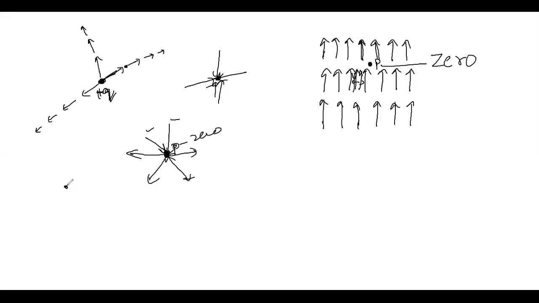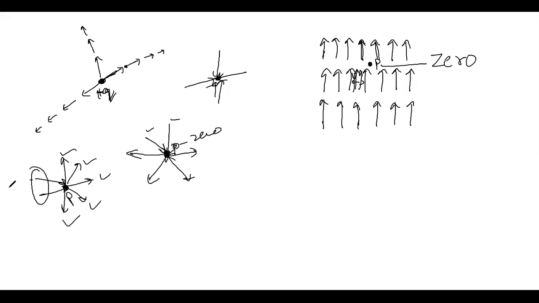But you can also have a point where you have a larger number of lines going out and maybe a very small number of lines going in. In that case, this will be a point of positive divergence because you have more field lines going out as compared to the fewer field lines which are coming in.